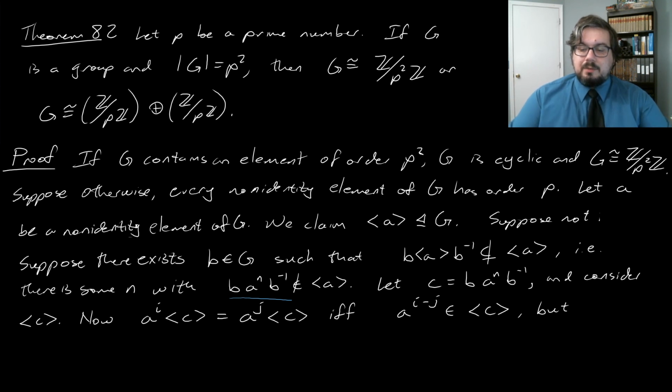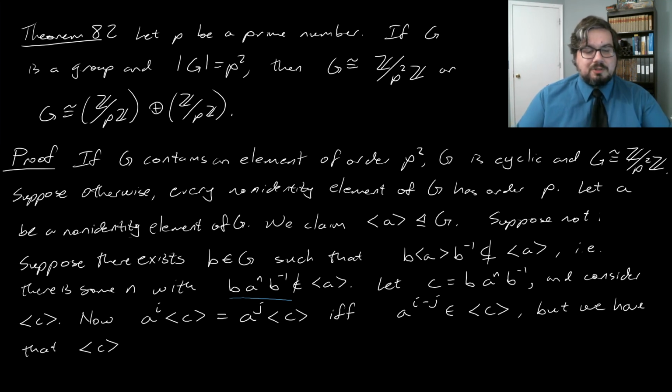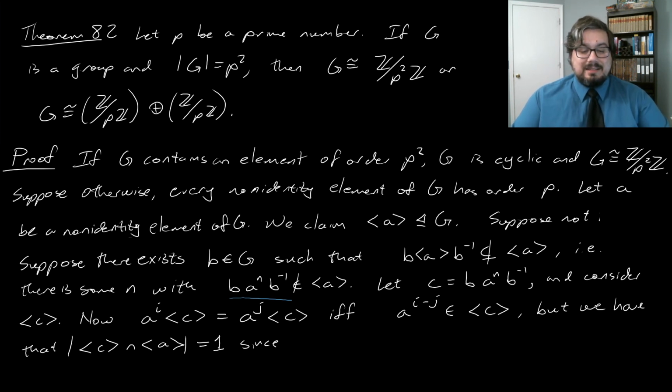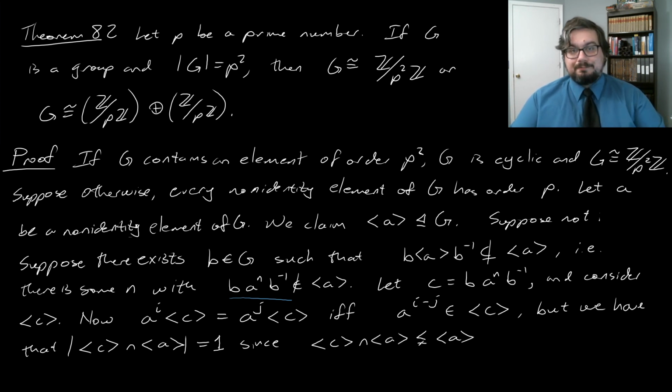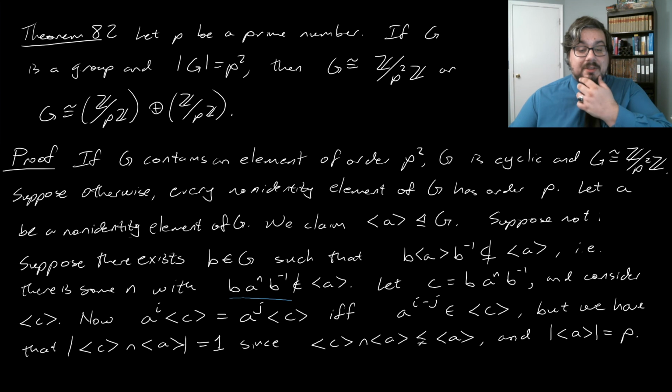But we have that the intersection of the cyclic subgroup generated by C and the cyclic subgroup generated by A has to have order 1. And that's because the intersection of these two cyclic subgroups is a subgroup of the cyclic group generated by A, but it's a proper subgroup. And the order of the cyclic subgroup generated by A is P, a prime number. Therefore, the intersection subgroup has to have an order that divides P but is not equal to P. Well, the only one of those is 1.